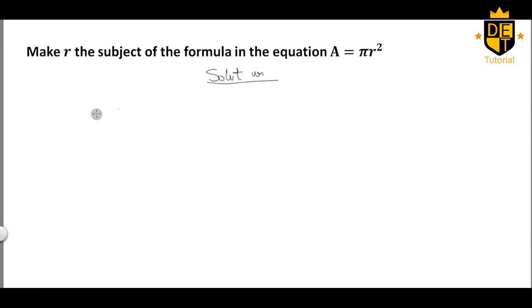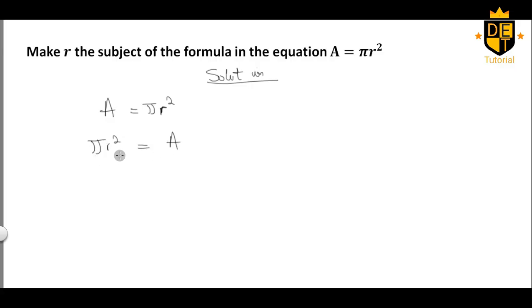So the equation that I was given on the screen is A equals pi r squared. This is the left side of the equation where I have A, and this is the right side of the equation where I have r squared. Since I'm to make r the subject of the formula and r is on the right side of the equation, what I would do is to write this pi r squared first. So this will be pi r squared equal to A.